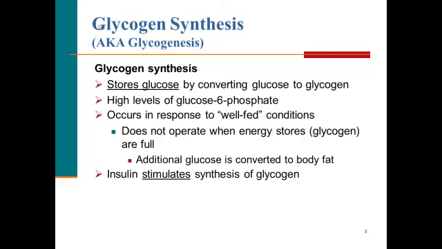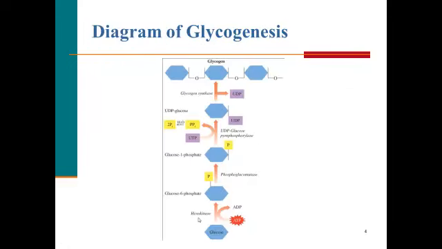So whenever we are in a well-fed state, our body's glands will secrete hormones that will indicate that there is ample glucose and that extra glucose can be stored as glycogen. Now that hormone is insulin. So insulin stimulates the synthesis of glycogen. So I don't want you to get too alarmed by the diagram that you see here on this slide.